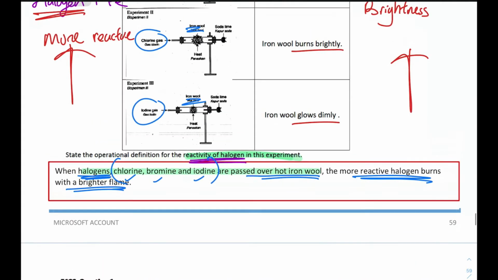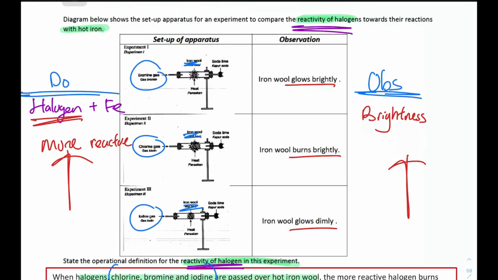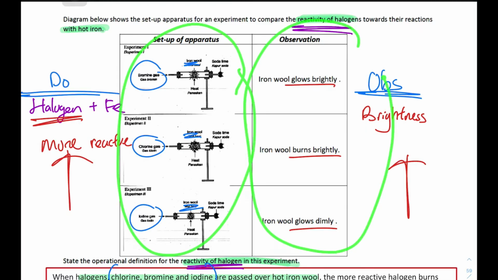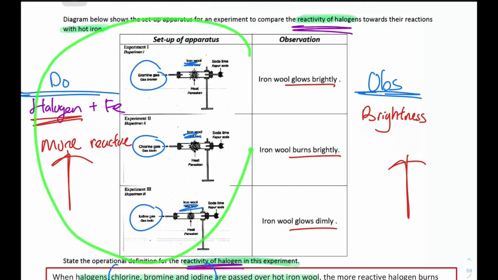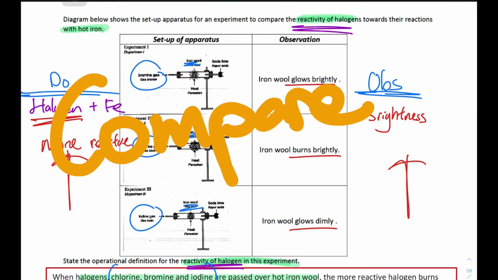I also make a comparison so that people know, if you use a more reactive halogen, you will get a brighter flame. At this point, I think you are slowly getting the way of how to write this operational definition by including everything you do and everything you observe in one simple statement. So remember, to make this sentence smoother, you can always use comparison. Okay, so this is the first tip that I gave you.